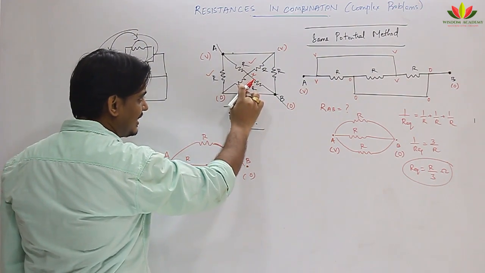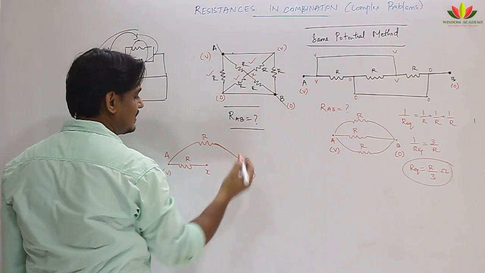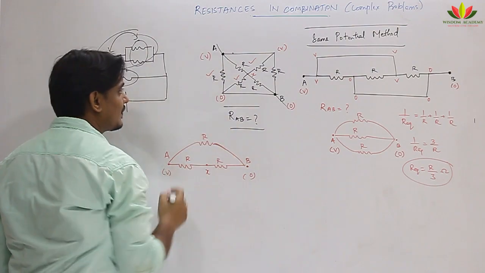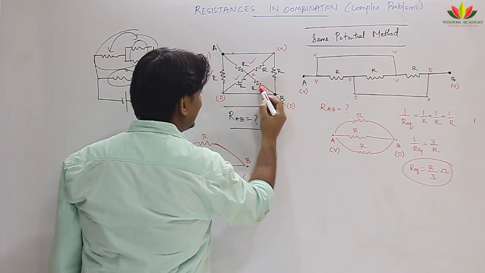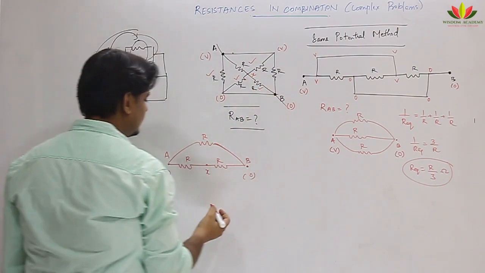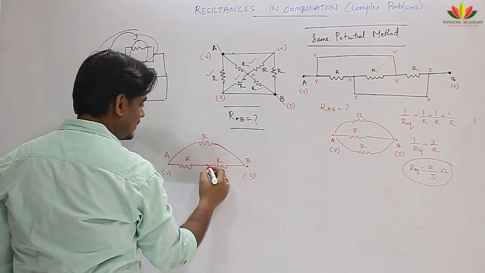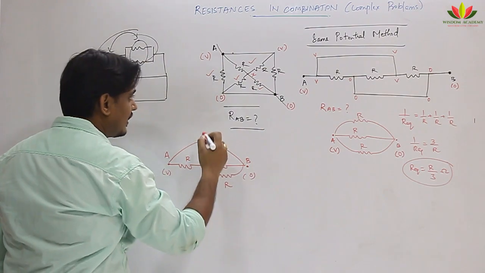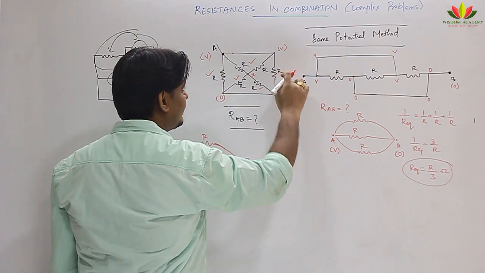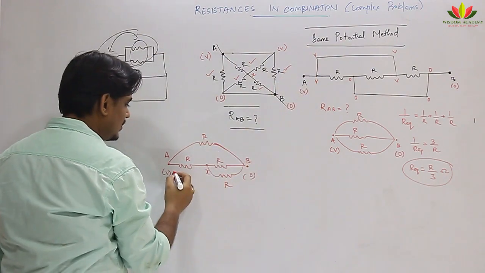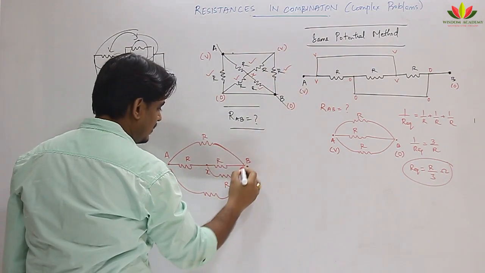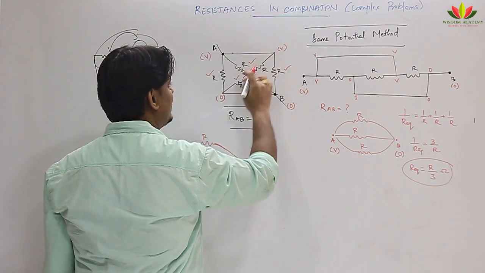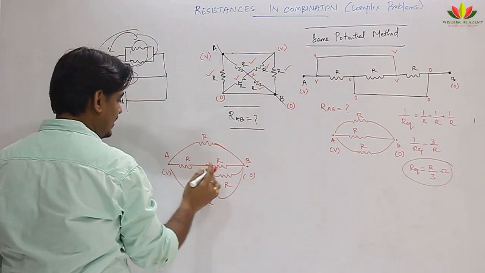This R is lying between 0 and X. So between 0 and X, one R is lying. Okay. Now this R is lying between 0 and X. So again between 0 and X, one more R is lying like this. This R is lying between 0 and V. So between 0 and V, one more R is lying. This R is lying between V and X. So between V and X.